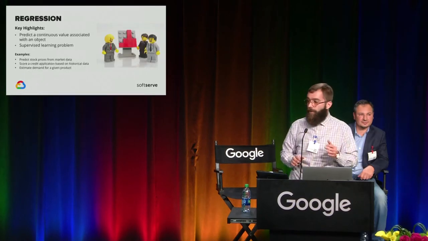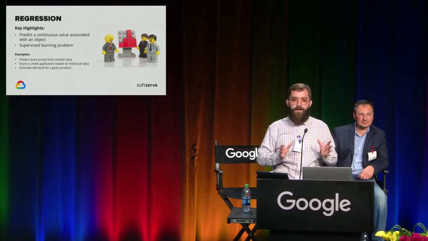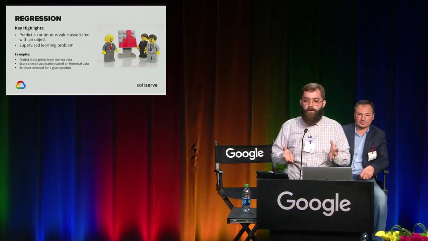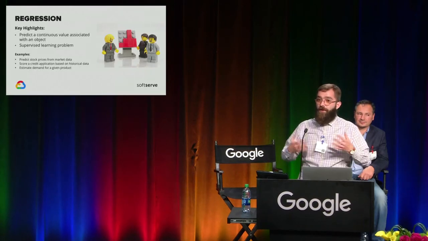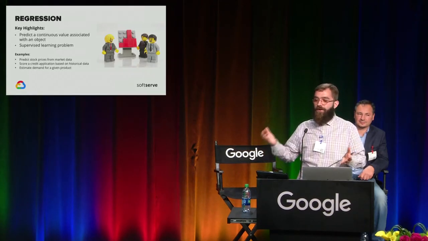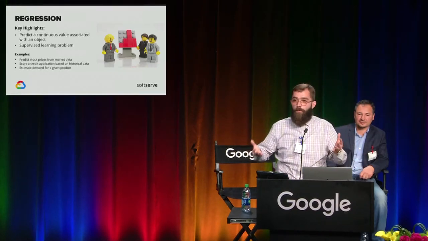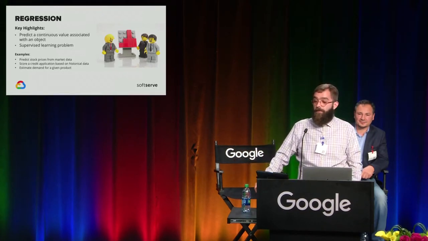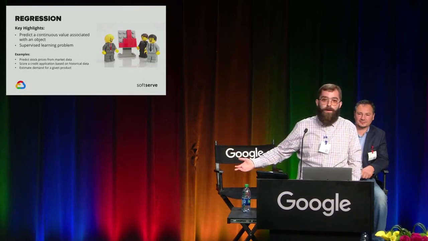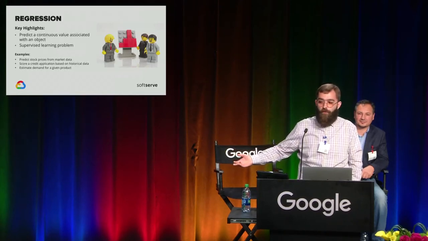And the next type of problem, which is called regression, is quite similar, but instead of a discrete label, we are trying to assign a continuous value, right? And in the machine learning community, we quite often say that a classification problem is about whether a particular event will happen or not, and regression is more about how this event will influence, I don't know, my business, or what would be the influence of this event. And an example of a regression problem can be predicting stock price or scoring a credit application, right? Or maybe estimating demand for some product.